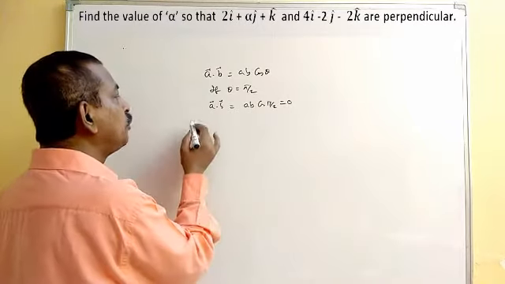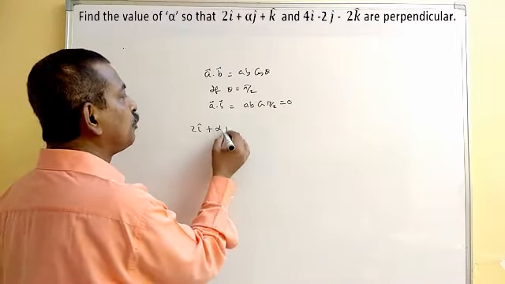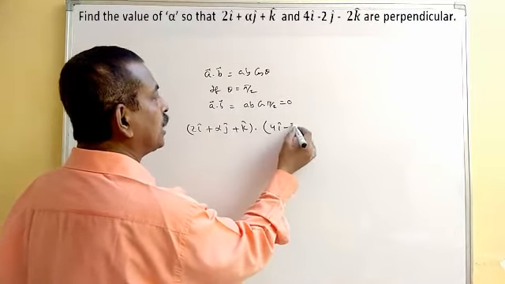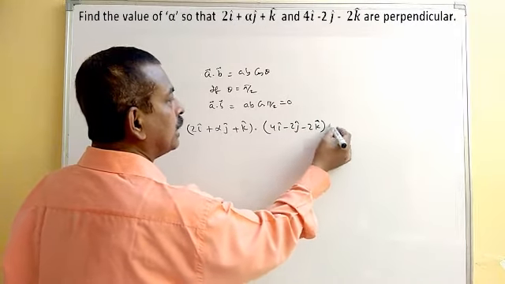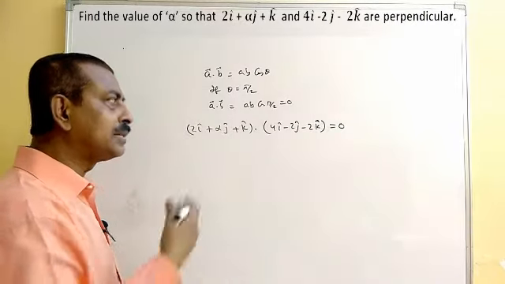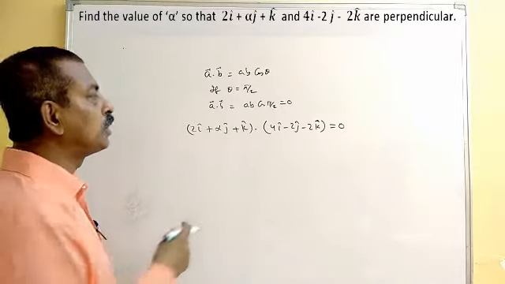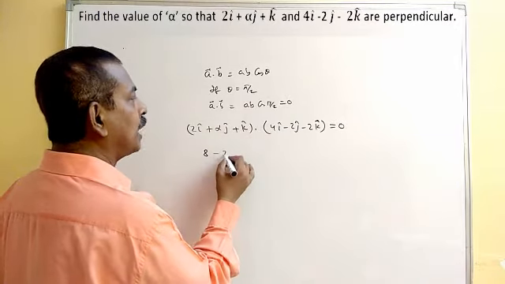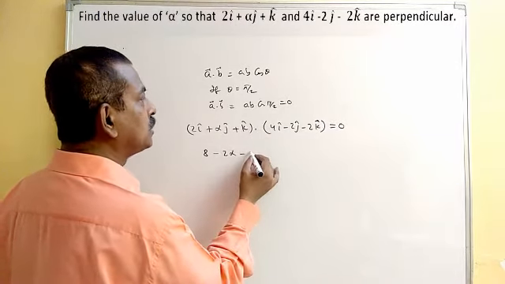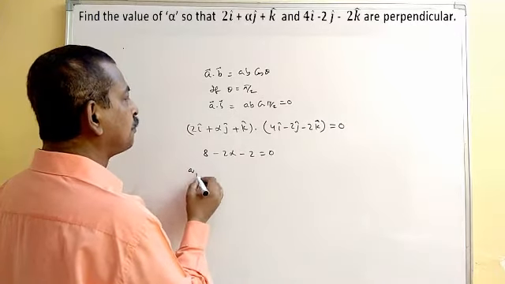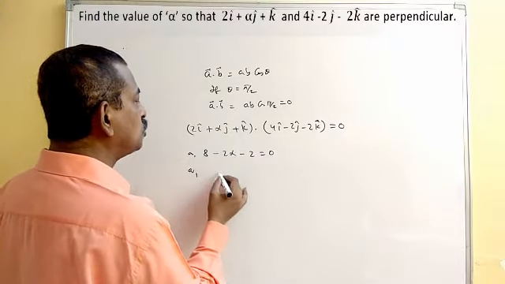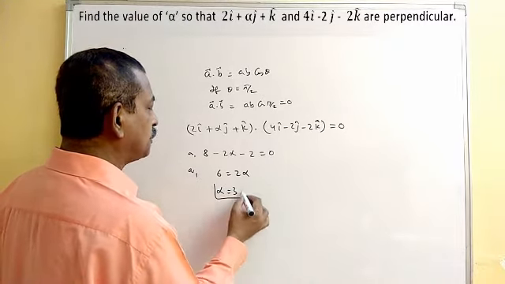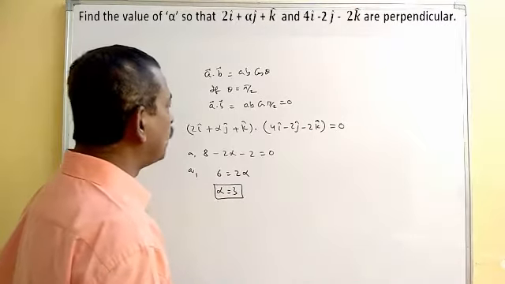So here also we'll use that: 2i plus alpha j plus k, and we take its dot product with 4i minus 2j minus 2k, and this should be 0, as the two vectors are mutually perpendicular. So now it will be 8, 2 into 4, minus 2 alpha, and then minus 2. This is 0. So this will give 6 equals 2 alpha, or alpha equals 3. So this will be the value of alpha here.